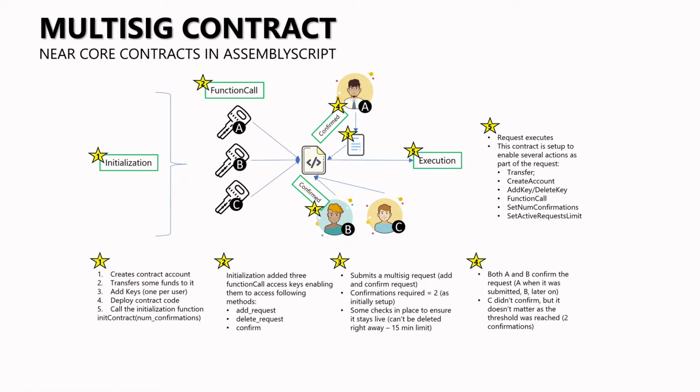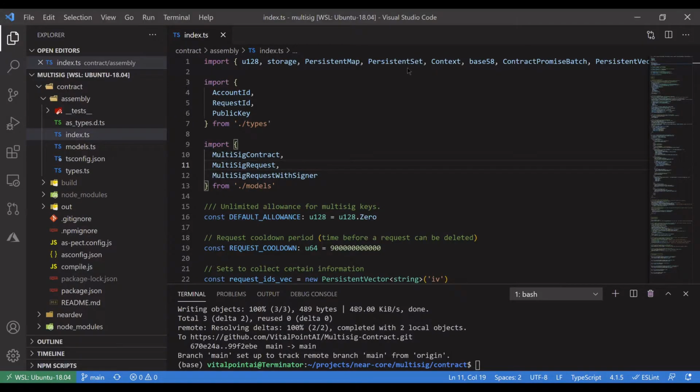So from there, let's jump over into the code. All right, so here we are inside the MultiSig contract code. Again, here's our folder structure. We have the AssemblyScript contracts in this directory here, some tests, which we won't cover in this video, but potentially in the future. And then we've got the main files here. Again, we separate out types, data models, and then the main contract, which we put in the index file.